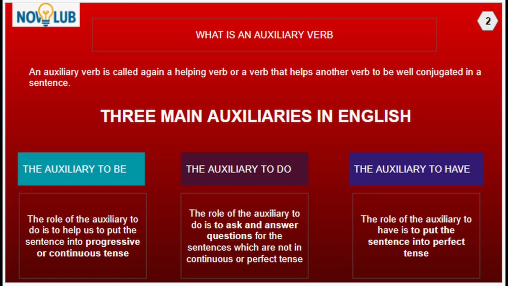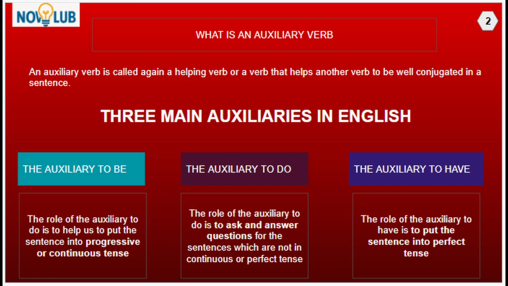The auxiliary to do, the role is to ask and answer questions for sentences which are not in perfect or continuous. For example, she goes to school. My question will be, does she, I'm using the auxiliary to do. I do, you do, she does. So does she go to school? The answer will be, yes, she does. And if it is in past tense, for example, she went to school yesterday, I will put the auxiliary to do in past, which is did, and then I will say, did she go to school yesterday?